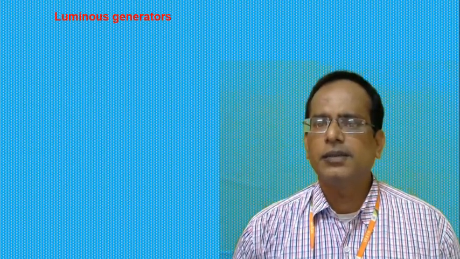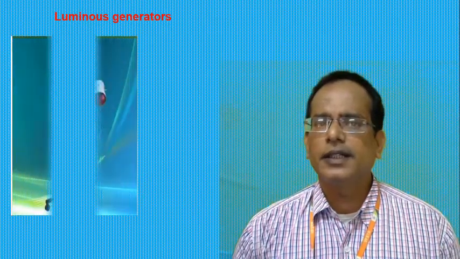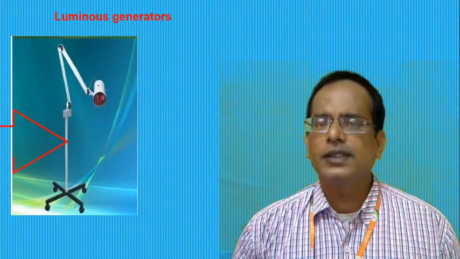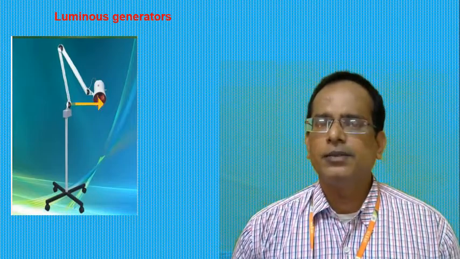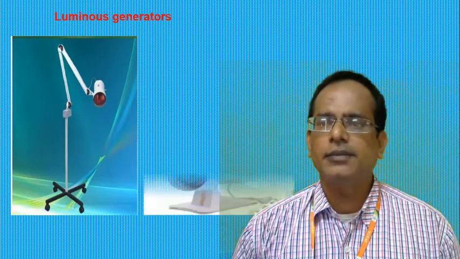Now you are going to see the luminous generator. So what is the luminous generator? You are going to see it now. Here is the diagram. It provides light. The light source is infrared light, which falls on the human body. Here we also call it a high temperature generator.